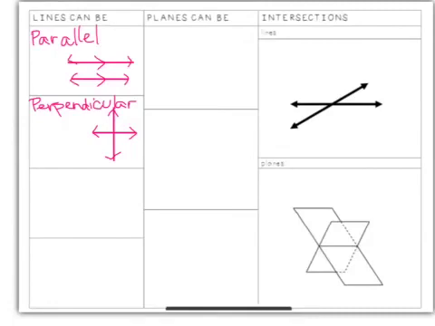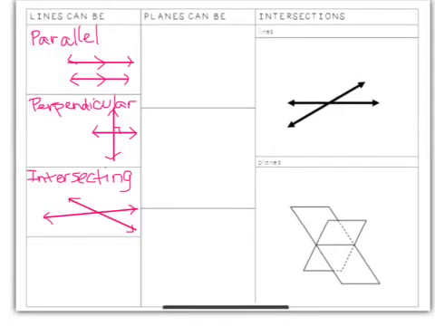Lines can also be perpendicular. We symbolize something being perpendicular by putting a little box in the corner here. That means it's a 90-degree angle. Again, note that perpendicular lines are on the same plane, and like I just said, they cross at 90-degree angles.